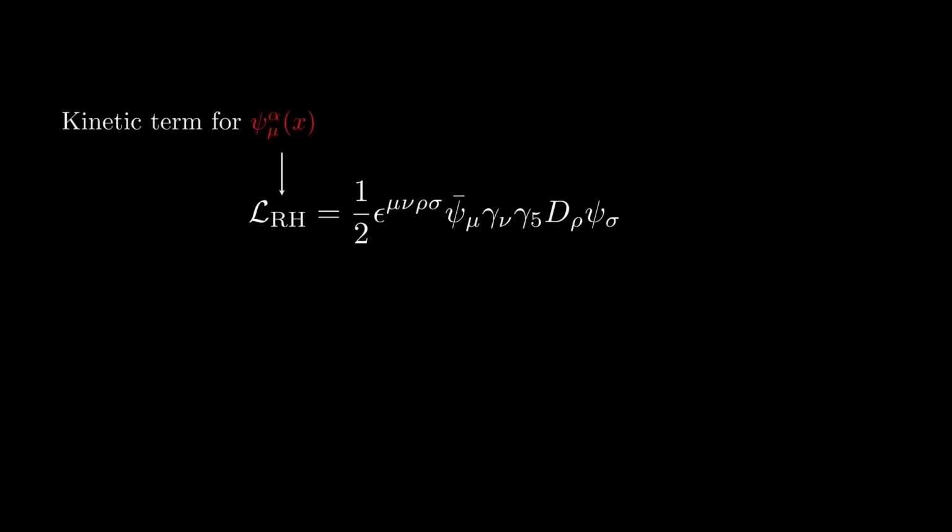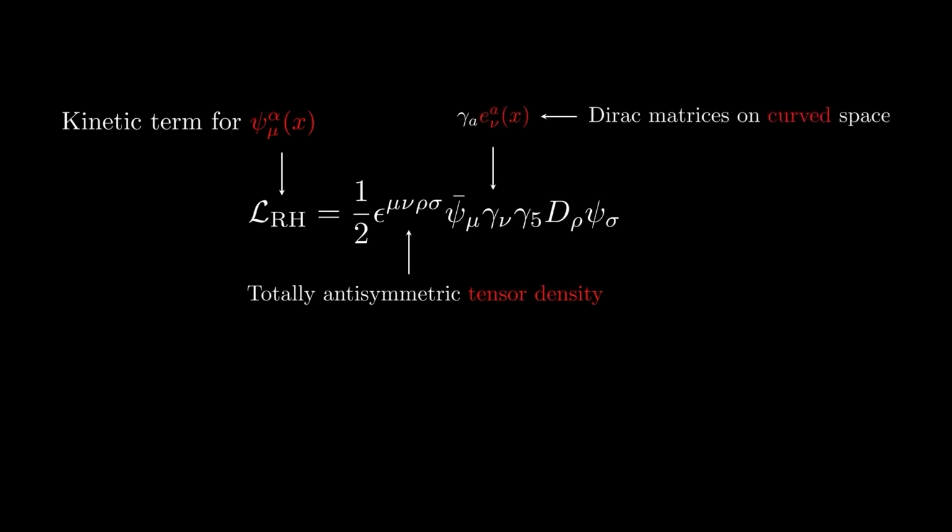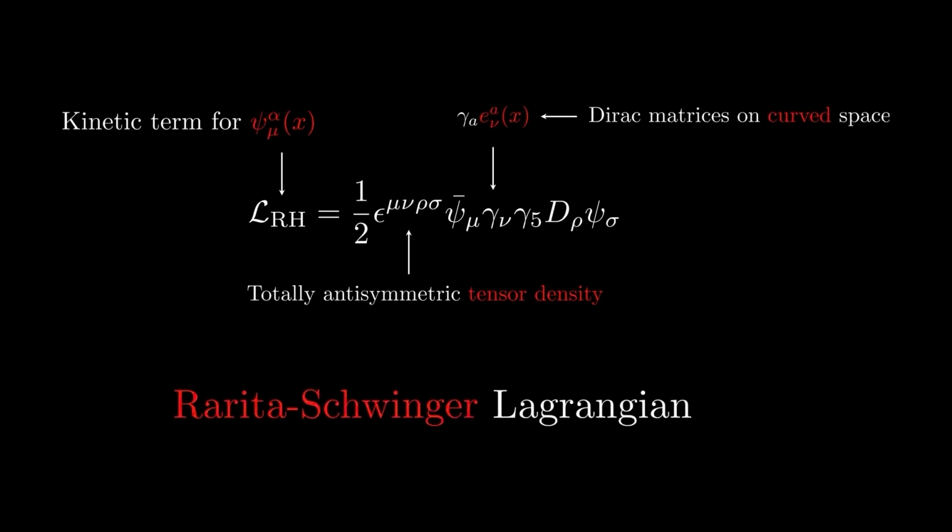We can now rewrite the kinetic term of the graviton field in terms of the tetrad fields, using the definition of the spin curvature we established earlier. Notice how here we have the determinant of the tetrad, which makes sense since the tetrad field can be thought of as the square root of the metric tensor field. Now the following Lagrangian gives the kinetic term for the gravitino field. Here epsilon is a totally antisymmetric tensor density and gamma nu is the local Dirac matrix on curved space. This is the so-called Rarita-Schwinger Lagrangian, which describes the dynamics of a spin 3/2 field.